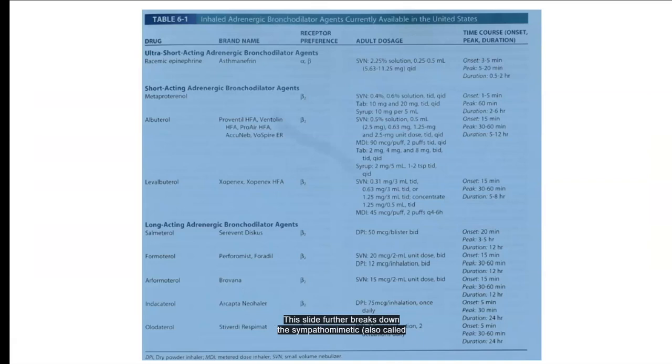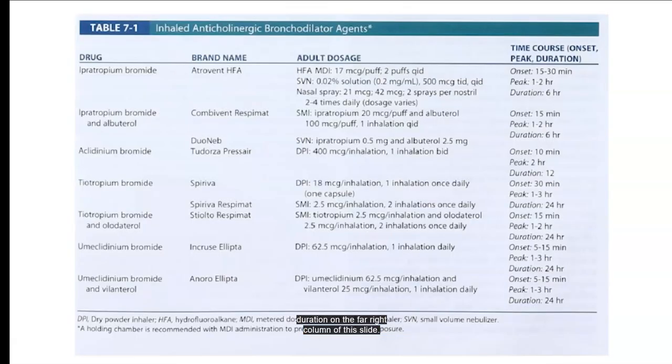This slide further breaks down the sympathomimetic, also called adrenergic bronchodilators, into ultra-short through long-acting bronchodilators. A particular note, this slide does describe the pharmacokinetics of these bronchodilators, which is indicated by onset, peak, and duration on the far right column of this slide. Table 7-1 illustrates another common group of bronchodilators, or anticholinergic or sympatholytic bronchodilators. Again, in this slide, we observe the pharmacokinetics of these agents in the far right column.